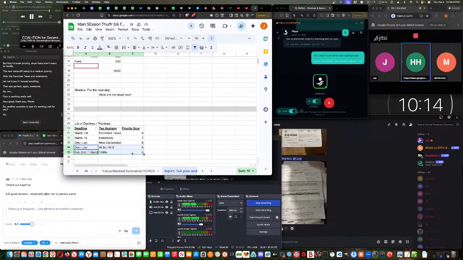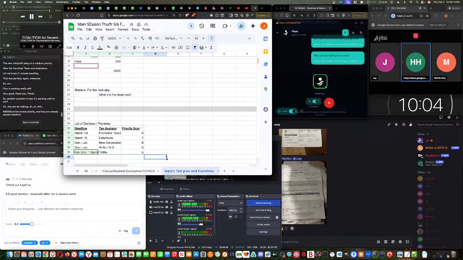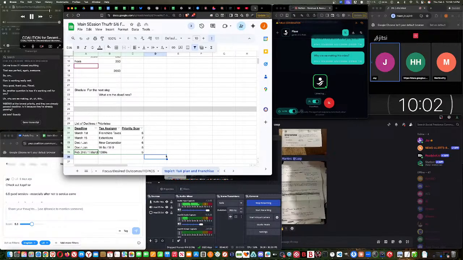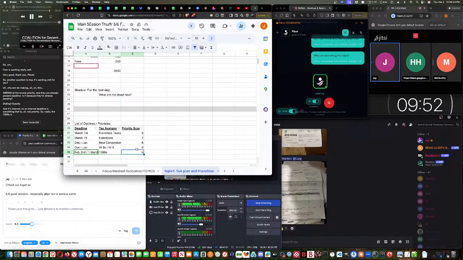I have a question. Why are we making the W8 and W9 the lowest priority and they are already past deadline? Is it because they are already past deadline? Exactly. And it's internal. So an internal deadline is something that is not priority. So really, the 1099s is the main priority, right? So this would be like a 5.5.